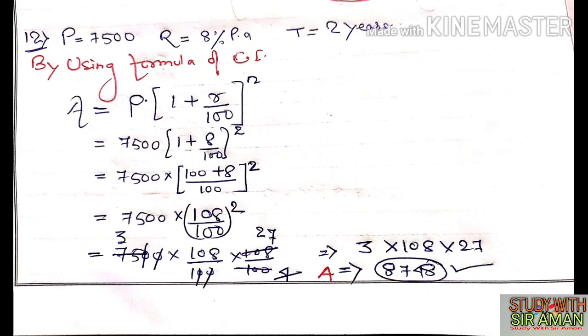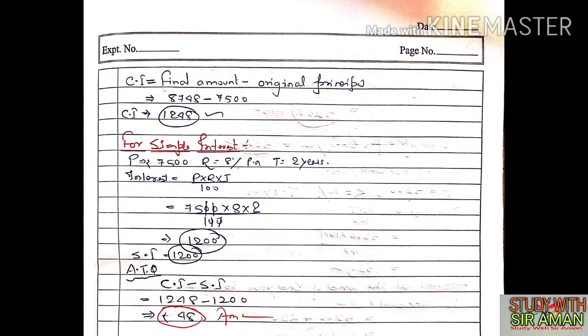Now after this what we have to do? Now check nicely. See, CI is final amount minus original principal, or interest is amount minus principal: 8748 minus 7500, so compound interest is 1248. Now find simple interest by using formula. Simple interest is 1200, P into R into T by 100. According to the question, difference means CI minus SI, 1248 minus 1200. 48 is your required answer.